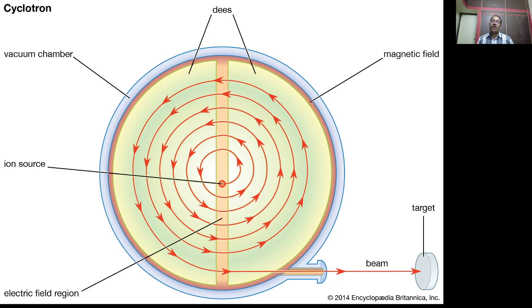There is a device which can accelerate particles and produce high energetic particles, called an accelerator. There are different types of accelerators: static accelerators, circular accelerators, as well as linear accelerators. One type of circular accelerator is the cyclotron.